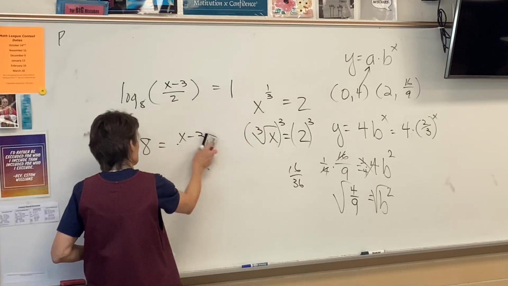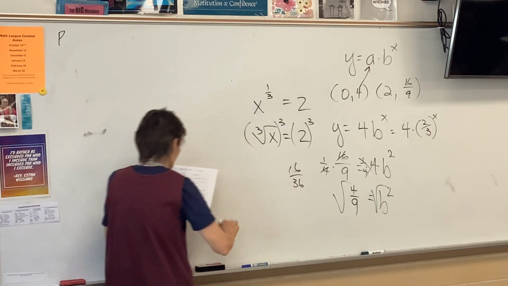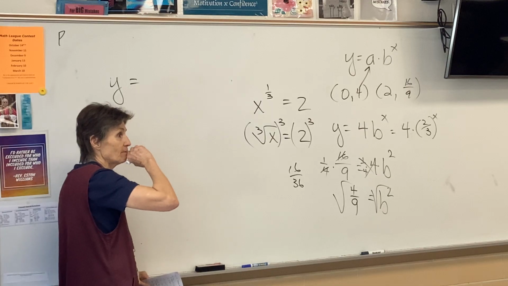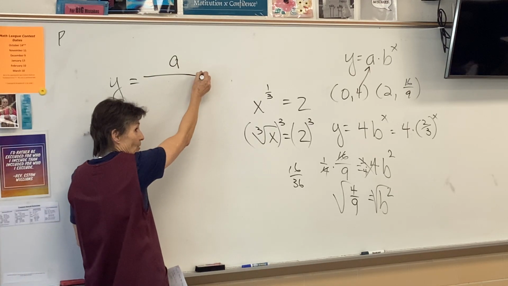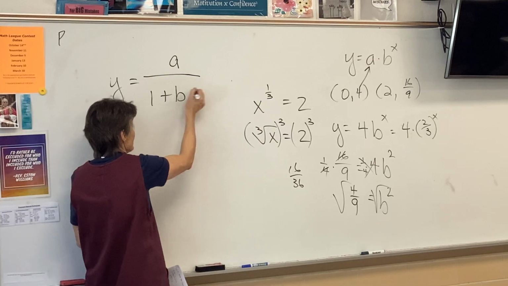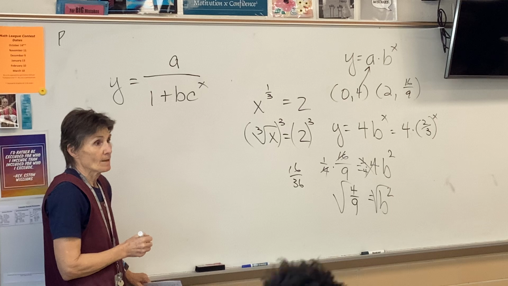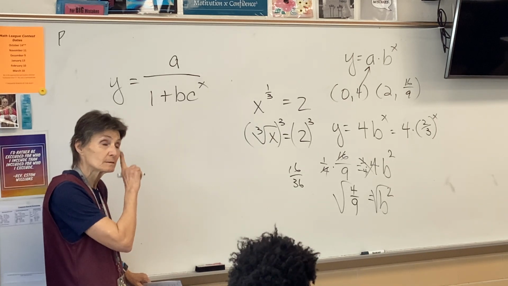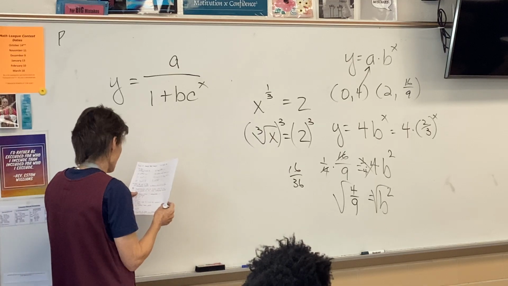Now B is a calculator problem, so you can go ahead and use your calculator on this one. Anybody remember what the format for a logistic function is? Y equals A over 1 plus BC to the X. That might be something you need to highlight if you've forgotten that.